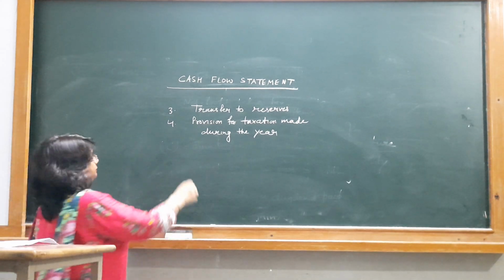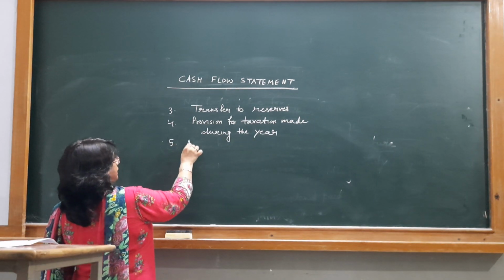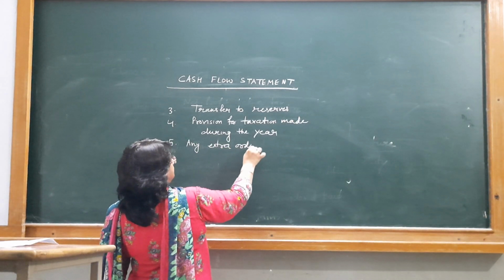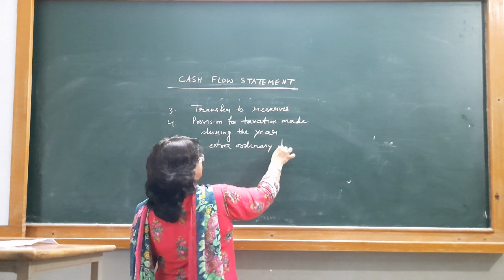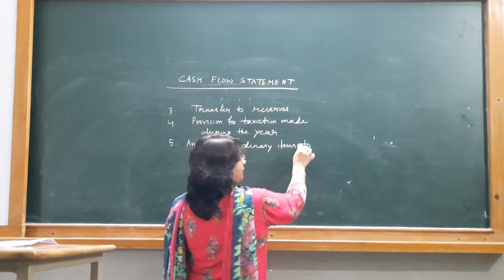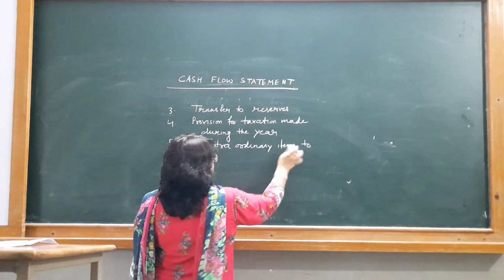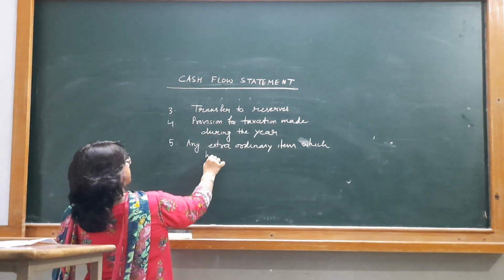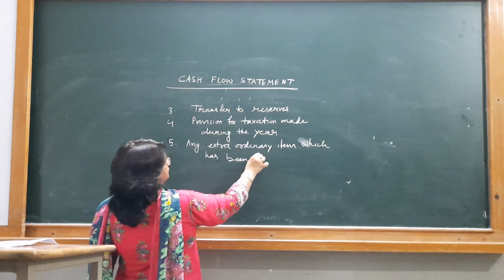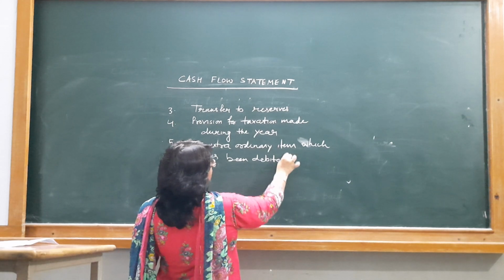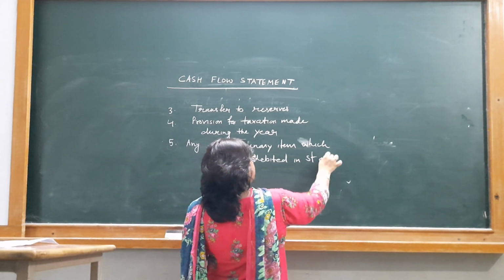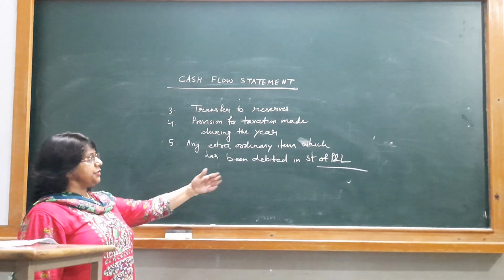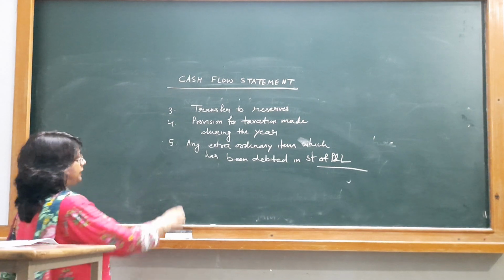Plus, next item, any extraordinary item which has been debited in the statement of P&L. These 5 items, whatever are given to you in the question, you have to add them.